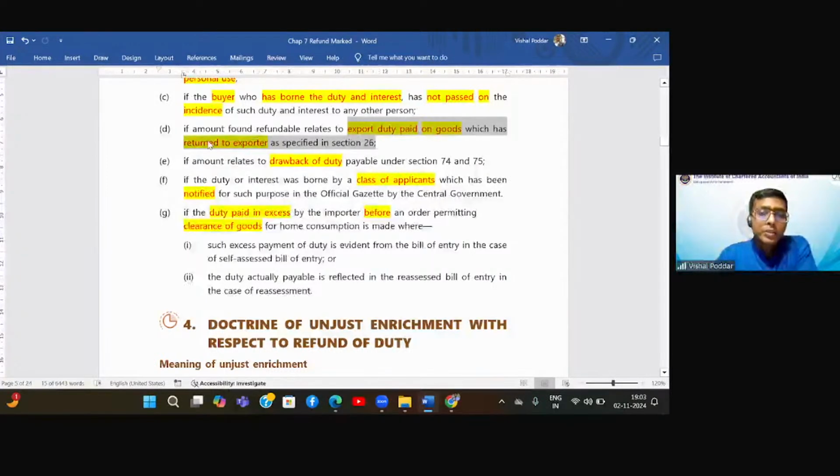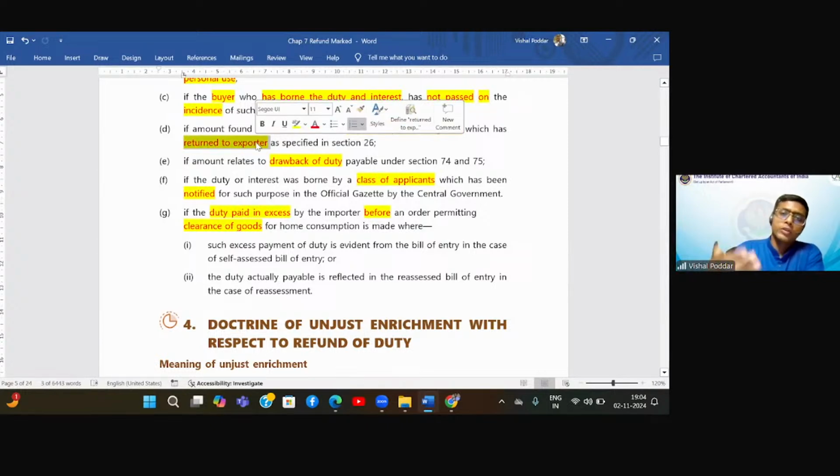It says that especially where these goods have been returned to the exporter. Now, this is very interesting. So, the exporter had originally exported, and now the goods are returned back to the exporter. If this is the scenario, there is a 100% guarantee that no duty incidence has been passed, for the simple reason that if the goods have been returned back, there is no question of duty incidence being passed. Hence, in case of exports, wherever the goods are returned back to the exporter, the refund would apply to, or be entitled to, the exporter.